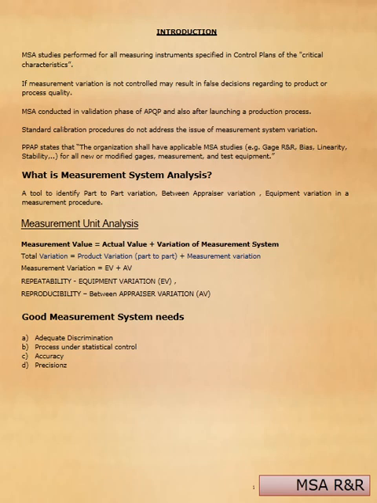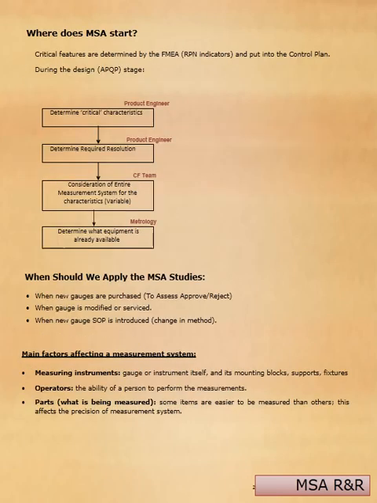Total variation is product variation plus measurement variation. Measurement variation is equipment variation plus operational variation. Normally, repeatability is called equipment variation, whereas reproducibility is also called between-operator variation. A good measurement system needs adequate discrimination, a process under statistical control, accuracy, and precision.